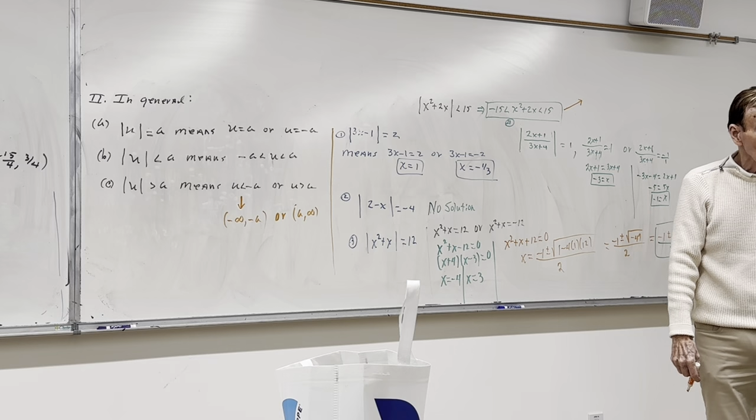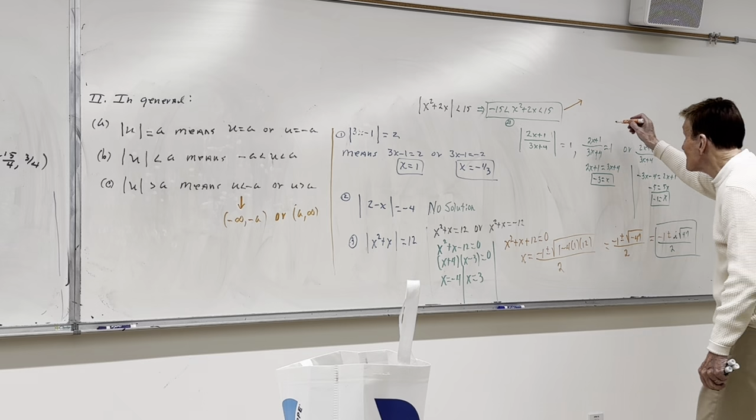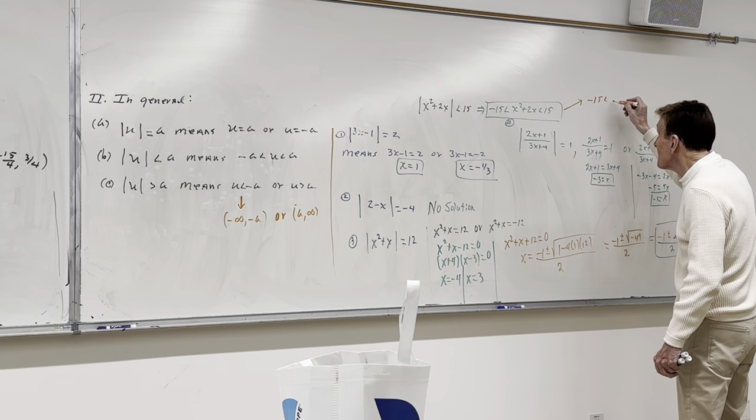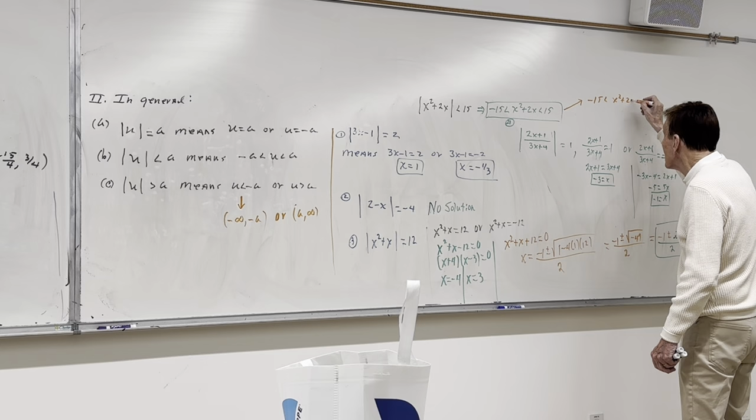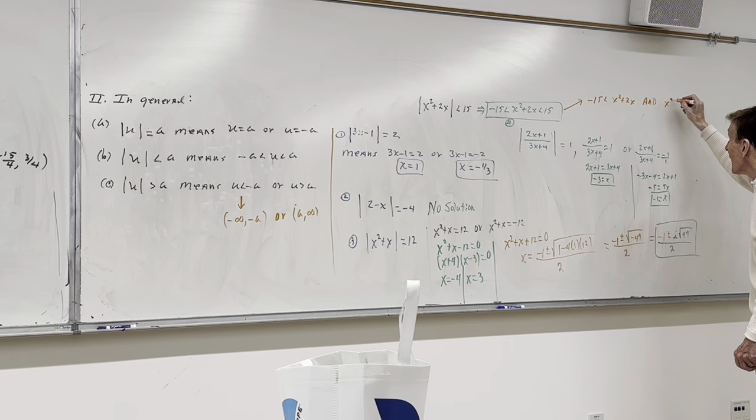Split up. I've got to combine into one inequality. Can someone tell me what it looks like if I had to split it up? Because that's actually 2 in 1 here. Yes. Negative 15 less than x squared plus 2x. Beautiful. And what's the other one? X squared plus 2x is less than 15. There they are separated.